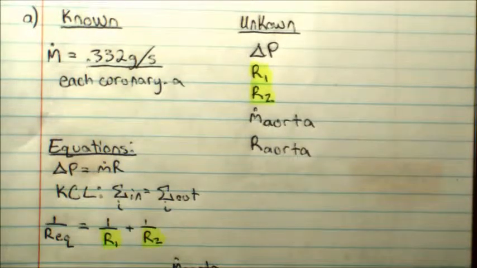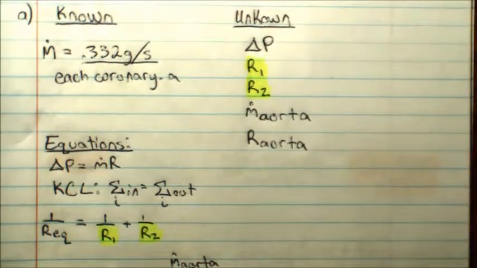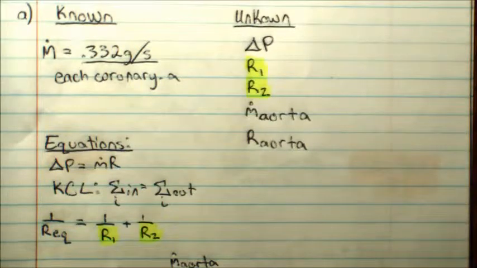The relevant equations for this problem are delta P equals the mass flow rate times the resistance, which basically stems from Ohm's law. We have Kirchhoff's current law, which means that the current coming into a system has to equal the current coming out of it. And also we have the resistance law for a parallel circuit, which means that 1 over the equivalent resistance over both pathways is equivalent to 1 over one pathway plus 1 over the other pathway.